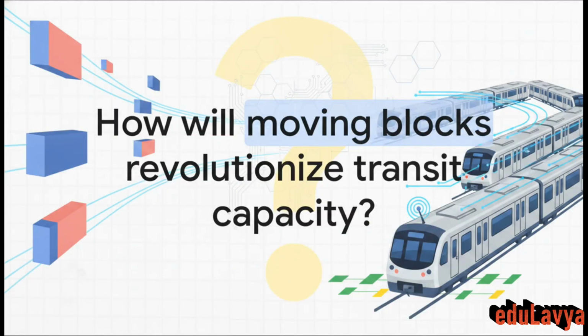So, by shedding the physical limitations of fixed blocks and fully embracing continuous radio communication, CBTC doesn't just make railways safer, it extracts the absolute maximum efficiency from our infrastructure, really paving the way for the high-density, automated transit networks of the future.